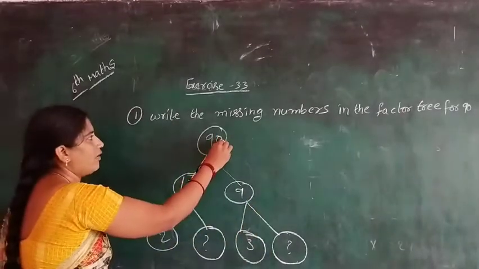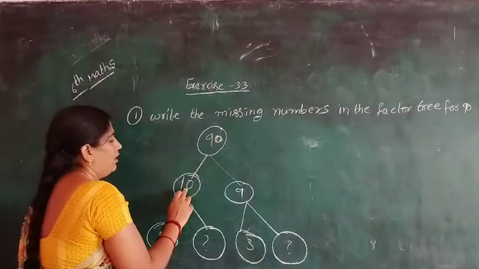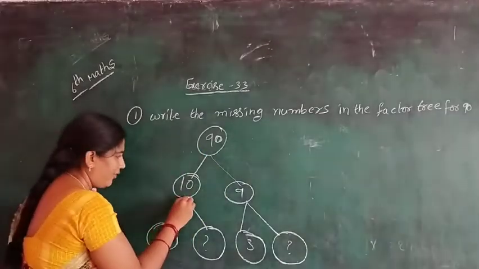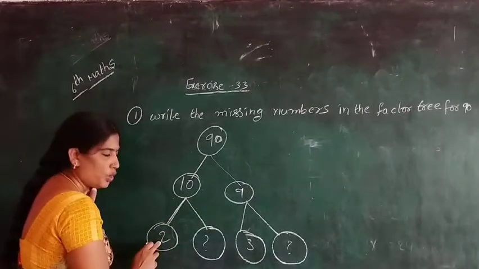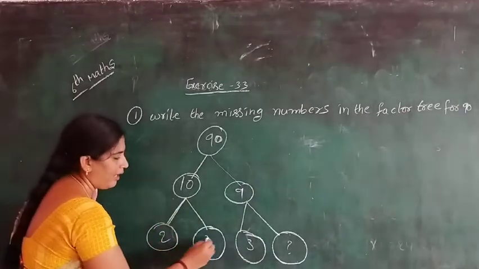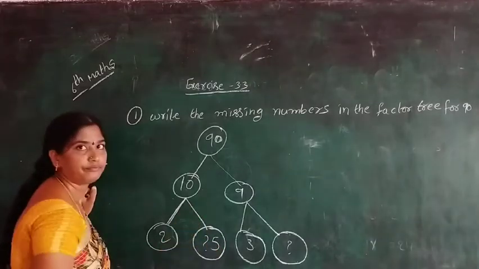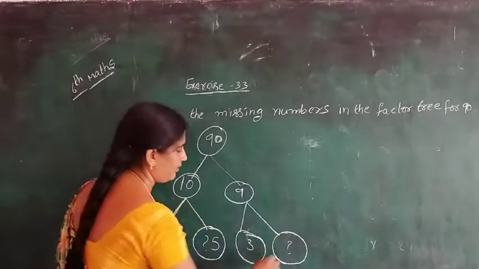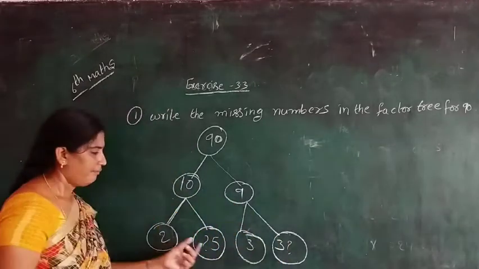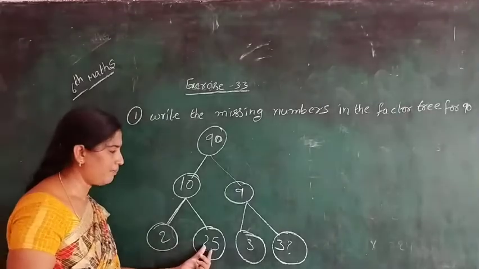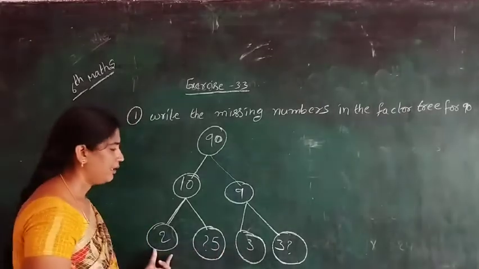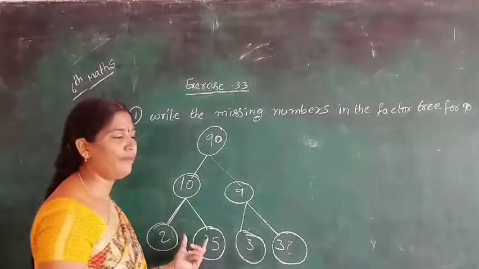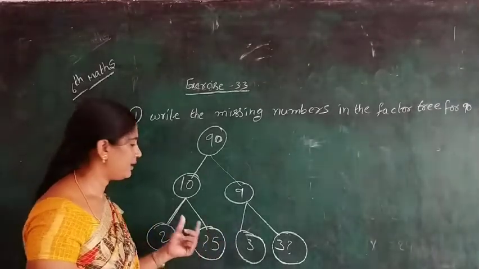Okay, see 90, how can we write 90? 10 nines are 90. 10 can be expressed as 2 fives are 10, so you can write the number 5. Next, 9 can be expressed as 3 threes are 9. 2 is a prime number, 5 is a prime number, 3 is a prime number. Okay. In the prime factorization method, we use factors that are only prime numbers. That is called prime factors.